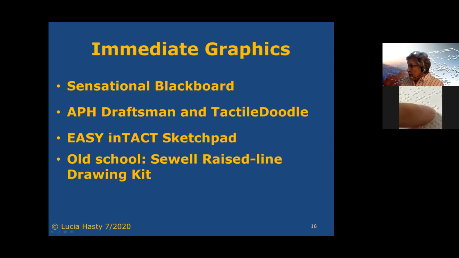The APH Draftsman and the Tactile Doodle are great, quick graphic kinds of things. A comparable product to that is from a company called Easy, and they have something called an Intact Sketchpad. And it's very much like the Draftsman, not quite as heavy, but it's pretty much the same as the Draftsman. But those are great ways for immediate graphics, and you can get other people to help get those done immediately for your student.